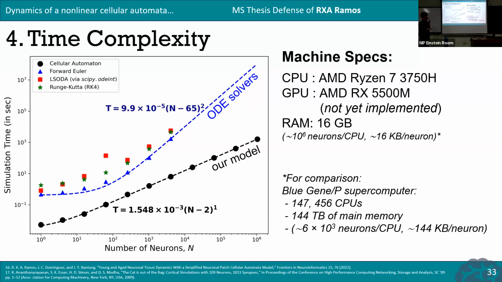so we obtain 16 kilobytes per neuron. However, the Blue Gene supercomputer, which utilizes the HHODEs, actually builds a neuronal network with these HHODEs. They use almost 147,000 CPUs and 144 terabytes of main memory. So if we calculate for CPU, they can simulate just 6,000 neurons per CPU. That's very, very few as compared to the 10 to the 6 neurons per CPU in our model. And with respect to RAM usage, they have approximately 144 kilobytes per neuron as compared to our 16 kilobytes per neuron. So this comparison shows that our model is more efficient than using the HHODE network.